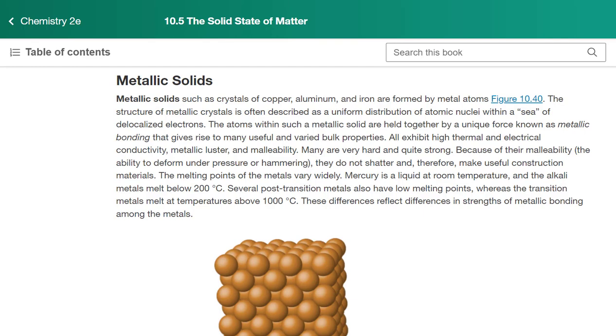move those metal ions relative to each other fairly easily because the bond is what we call delocalized. It's sort of, again, the sea of electrons holding them together. So it's very easy to change the shape of metals without breaking them because of this kind of bonding.